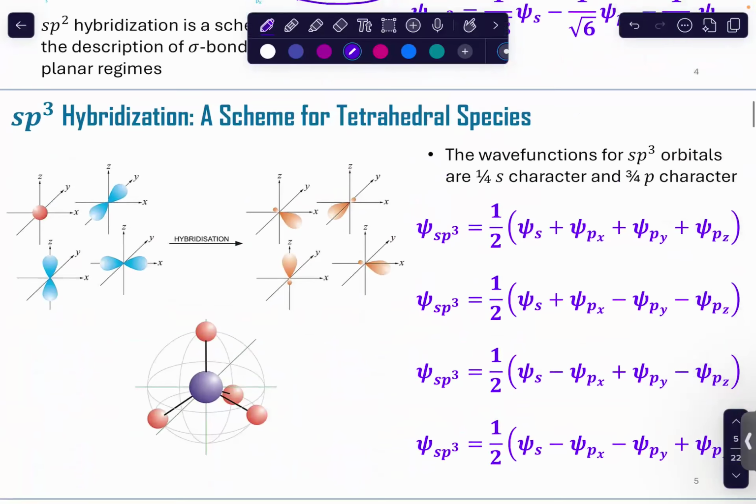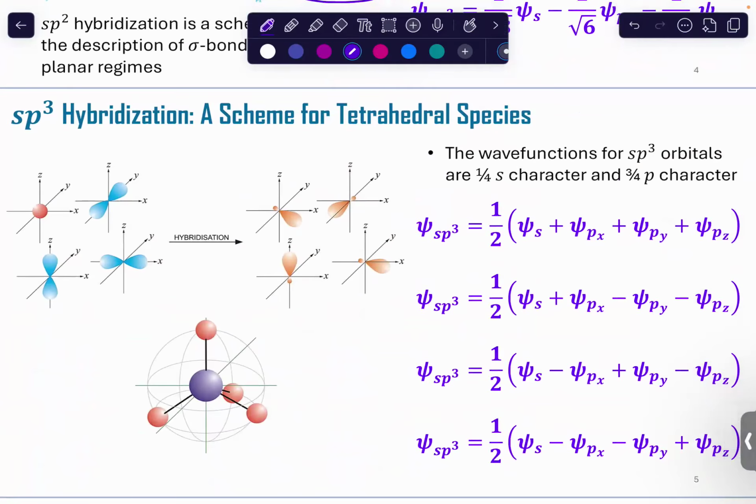Our next type of hybridization, and again, you see your 4 wave functions, about a quarter from each one. You could say 1/4 from each one of these, or 1/4 S and 3/4 P, which makes sense. But again, you're getting the same kind of character, and this is for a tetrahedral regime.